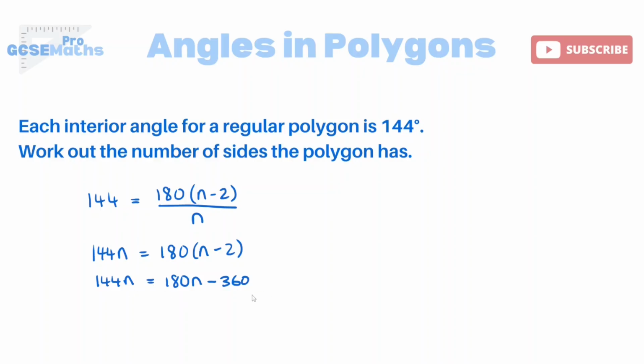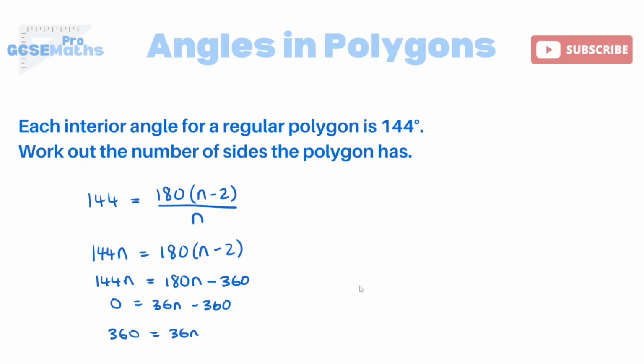Now, it's looking a little bit better, but I still have n in two places. So I want to have a positive number of n's. I'm going to move the smallest value, which is 144, across. So we get 0 is 180n minus 144. Leaves me with 36n minus 360. I'm going to move the 360 over to make it positive.